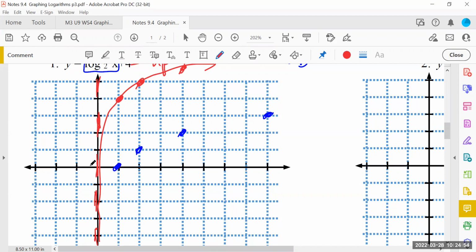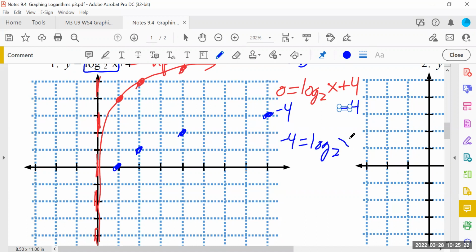So we're going to find it by making ourselves an equation, making y 0. If I want to find the x-intercept, y has to be 0. 0 equals log base 2 of x plus 4. So I'm going to take this and solve for x. That means subtracting 4 from both sides. Negative 4 equals log base 2 of x.